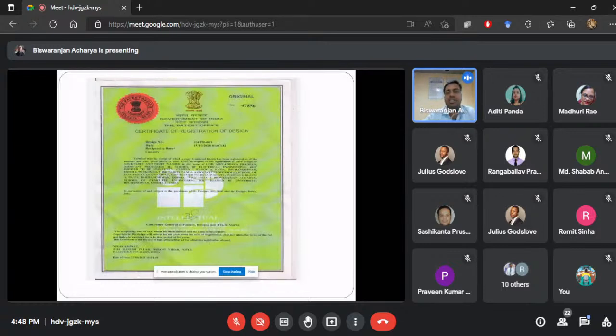Certificate of registration of design. This is a design. Design patent we can call it. That is a vegetable and fruit washer. This is an Australian innovation patent actually.